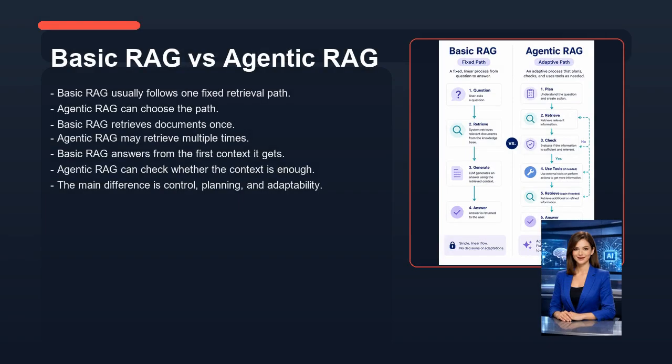Now let's look at basic RAG versus Agentic RAG. Basic RAG usually follows one fixed retrieval path. Agentic RAG can choose the path. Basic RAG retrieves documents once. Agentic RAG may retrieve multiple times. Basic RAG answers from the first context it gets. Agentic RAG can check whether the context is enough. The main difference is control, planning, and adaptability.